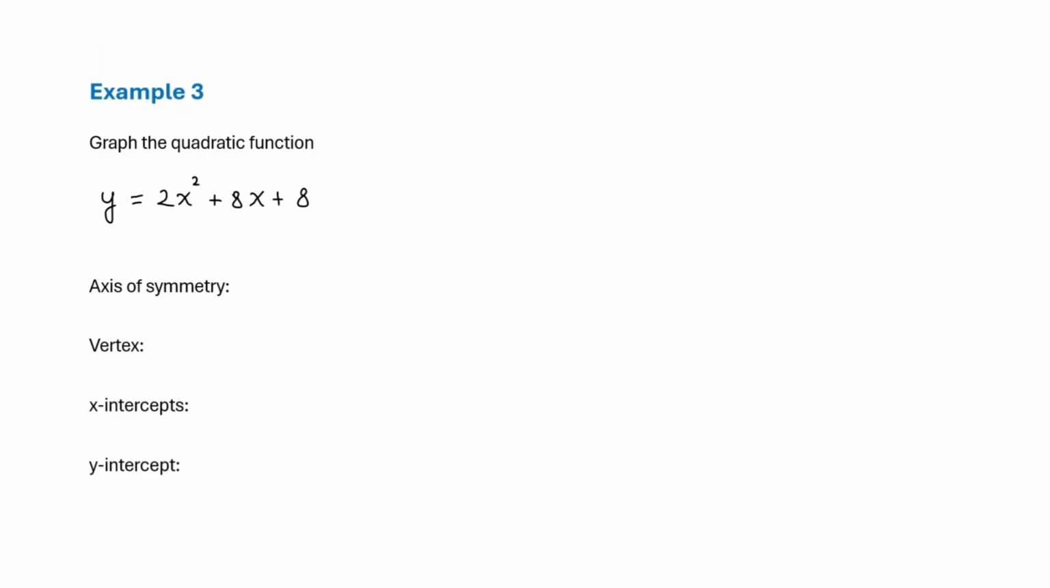Let's take a look at the third example. Graph the quadratic function y equals 2x squared plus 8x plus 8. Here, a is 2, b is 8, and c is 8. Since a is positive, this parabola opens upwards.